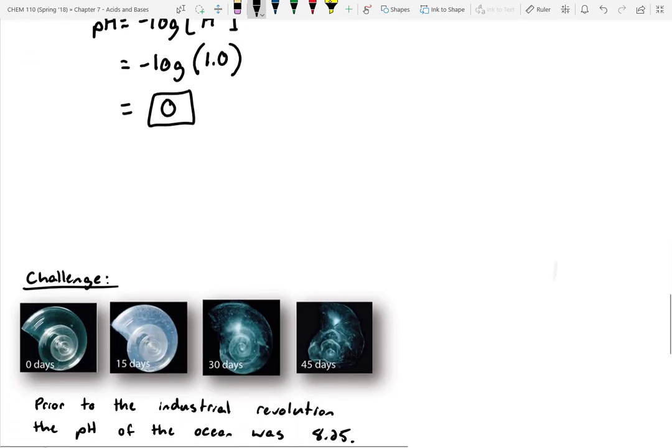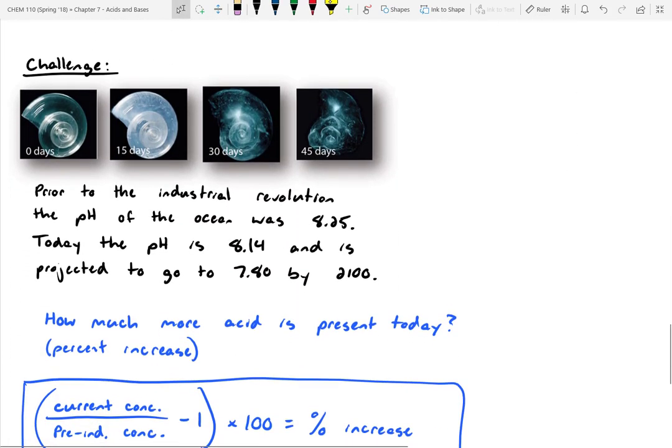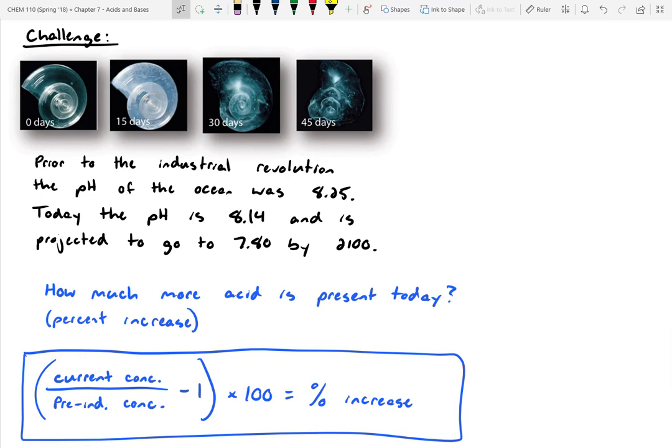All right, so this is my challenge. It says prior to the Industrial Revolution, the pH of the ocean was about 8.25. Today, the pH of the ocean off our coast is about 8.14 and is projected to go to 7.80 by the year 2100. How much more acid is present today as a percent increase? And then I gave you a clue with the percent increase.